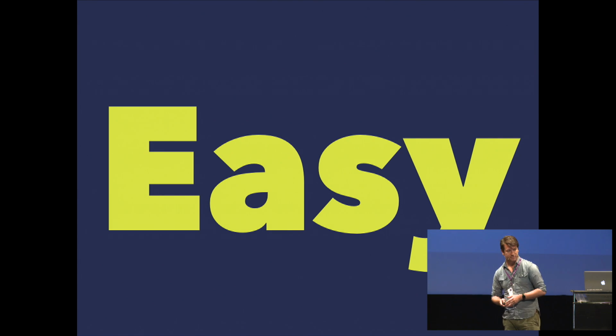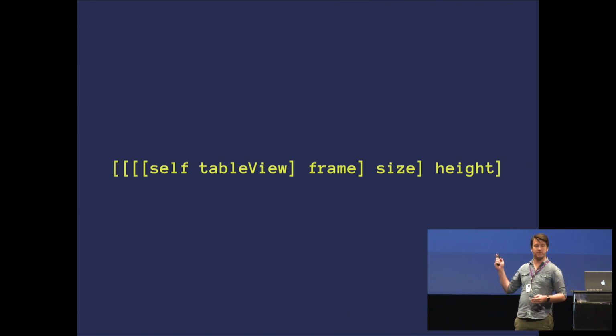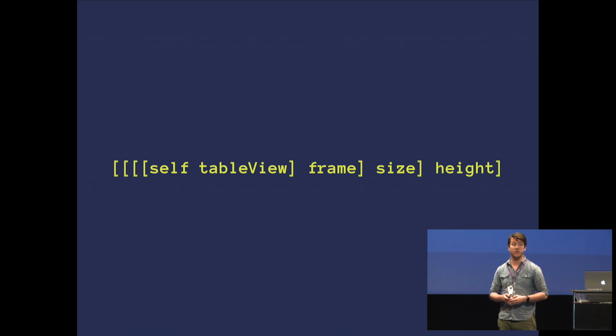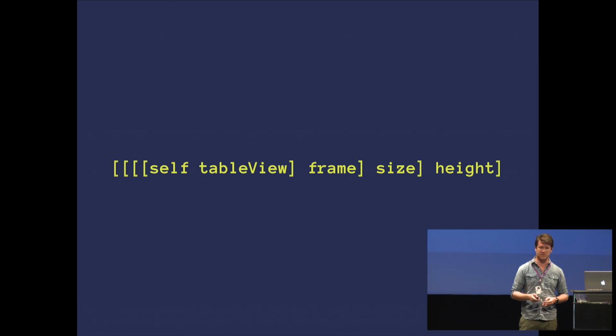What is easy? Easy is close to hand, something that's familiar to you, something that's near to your understandings, near to your skill set, near to your capabilities. Easy is, can I read that? So we have a little bit of Objective-C here, and it's pretty easy, right? We're looking at our table view, our frame, our size, our height. And for us in this room, this is easy. This is familiar. This is close to hand. But for other developers, this may not be the case. These square brackets all over the place, those are scary. Those are unfamiliar.